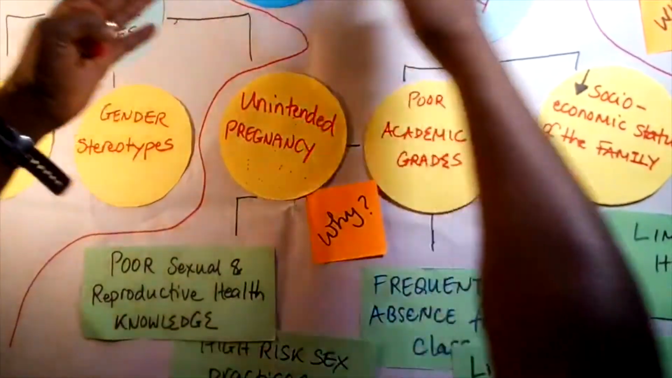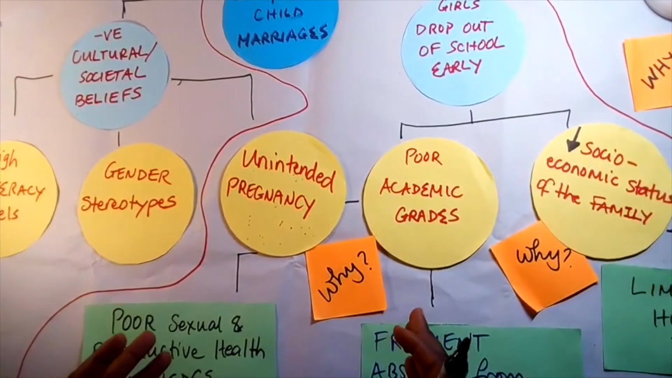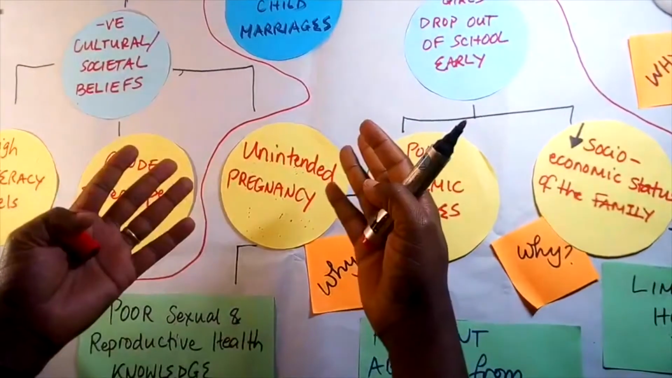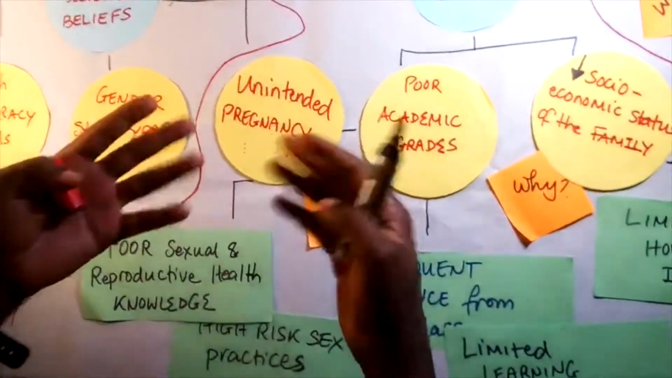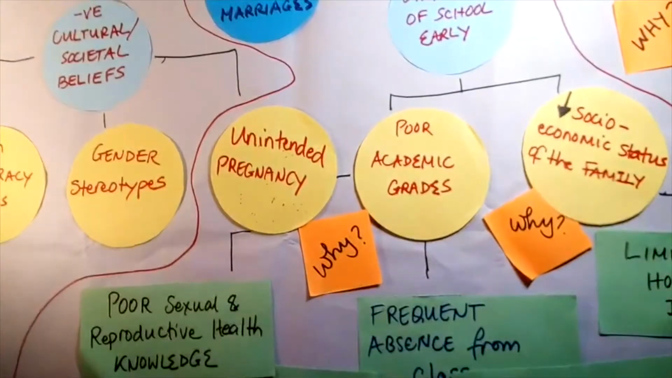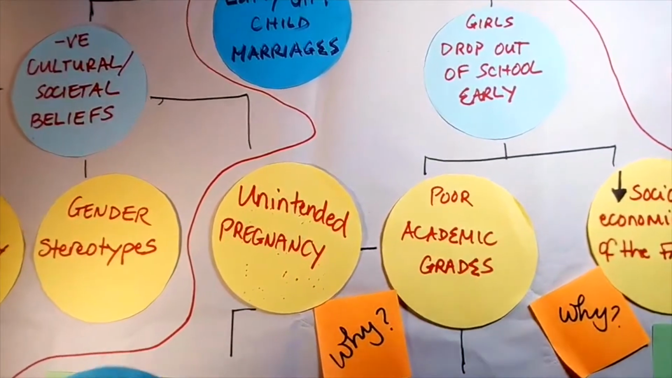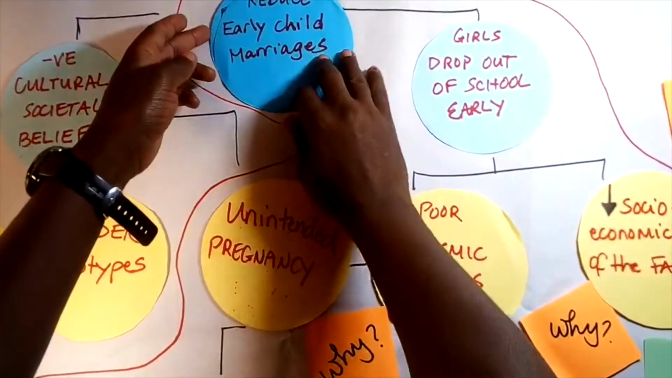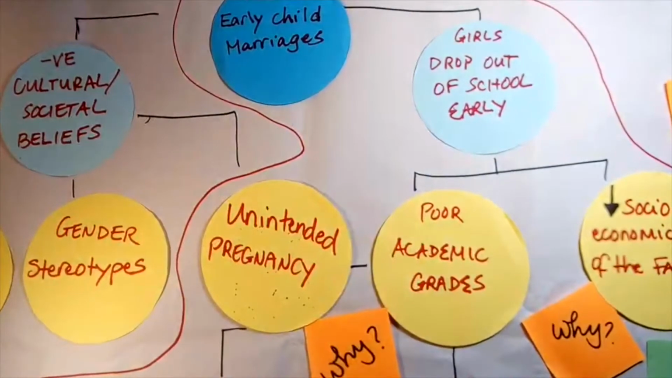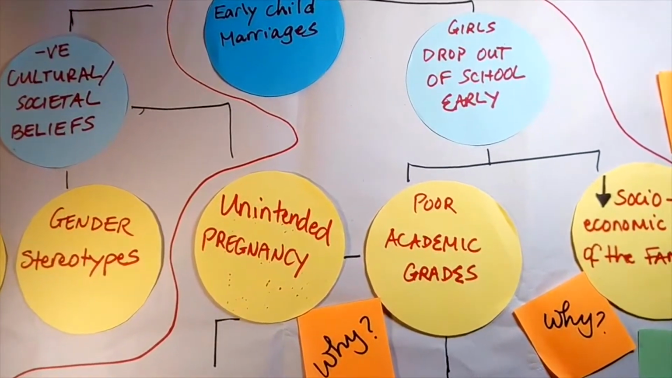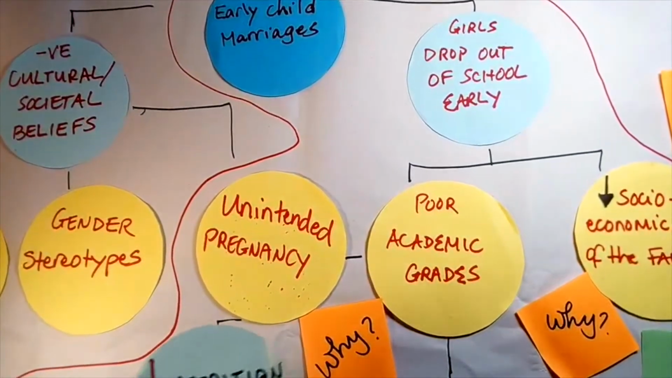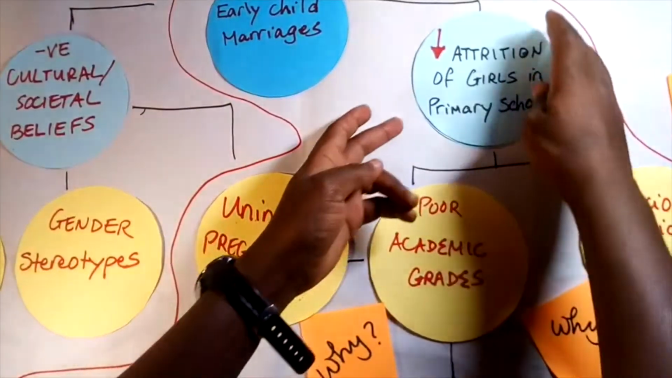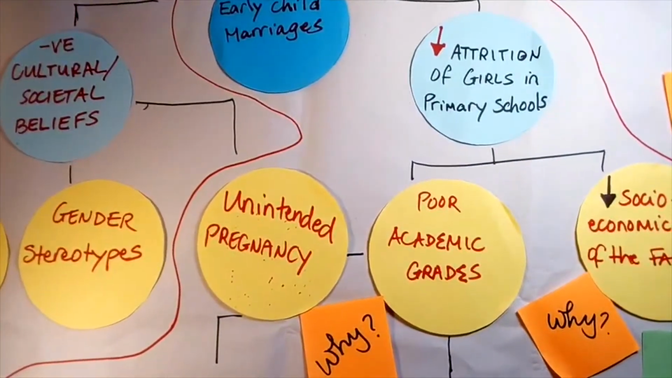But this is the project I would want us to address ourselves to. And the next stage of this is changing this problem tree into an objective tree. And how do we do that? So when it becomes an objective tree, what happens? From early child marriages, an objective will be we want to reduce early child marriages. And then if girls are dropping out of school early, we want to say let's reduce the attrition of girls in primary schools. It means we want many girls to complete their primary school education.